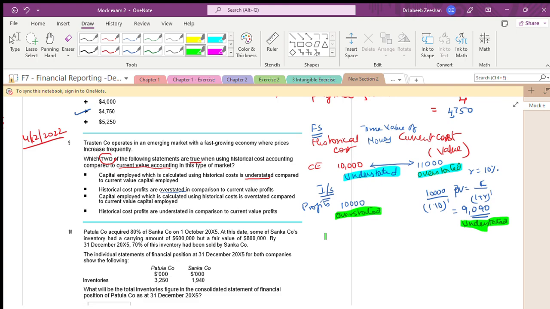Capital employed calculated using historical cost is overstated compared to the current value. It is not overstated, it is understated. Historical cost profits are not understated, it is overstated. And capital employed is not overstated, it is understated. Answer is which one?